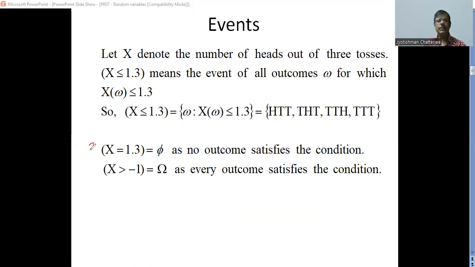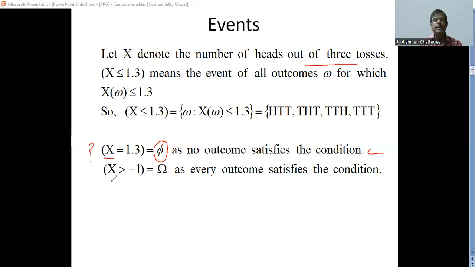How about this? Which outcomes have corresponding X value equal to 1.3? None of them that we know. For this particular example, we know the possible values of X are -1, 0, 1, 2, and 3. That's why this is equal to the event of the null set, as no outcome satisfies the condition.